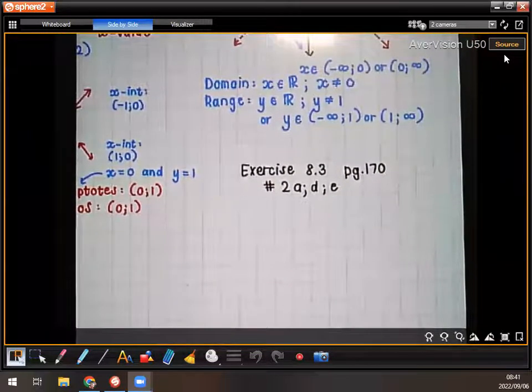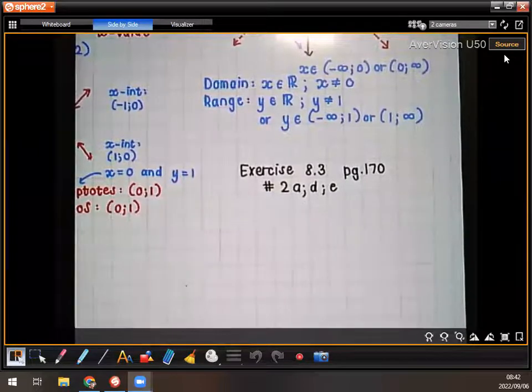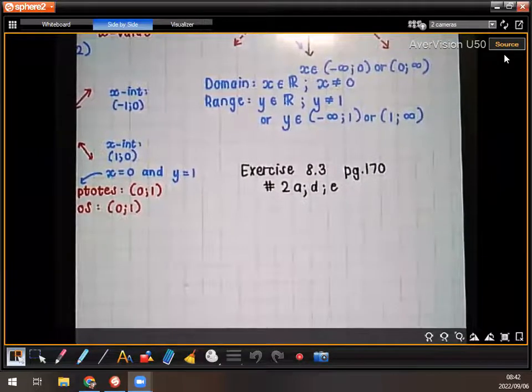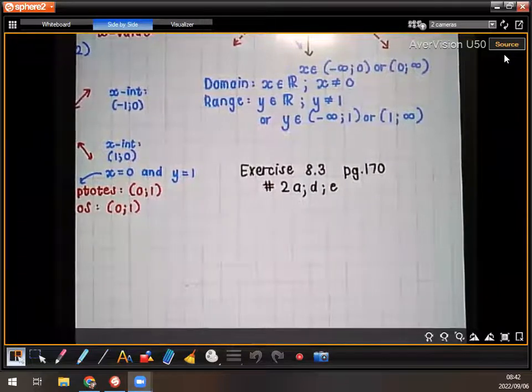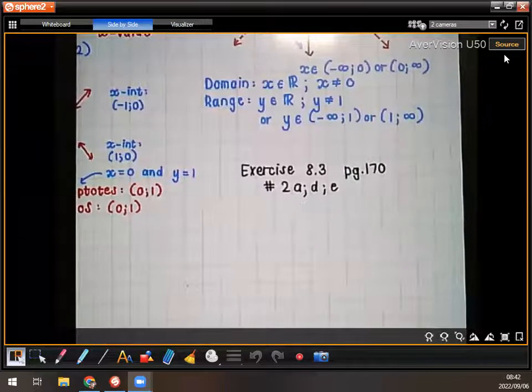And would we actually label the vertical asymptote? No, because you do kind of label it up with a line. So it is, I mean, it's the line.